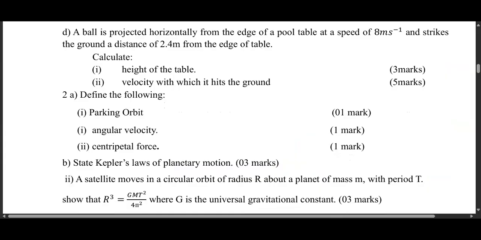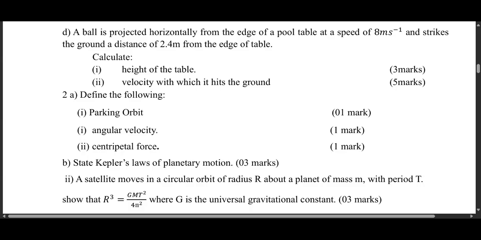Then in question 2, they're asking us to define the following terms. The first one is parking orbit. The second one is angular velocity. The third one is centripetal force. You see, all these terms are coming from circular motion. So let us begin by defining the first term, which is parking orbit.